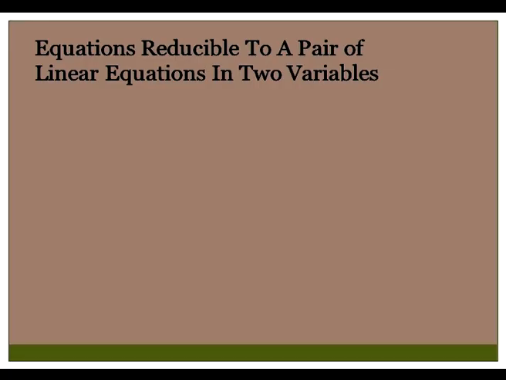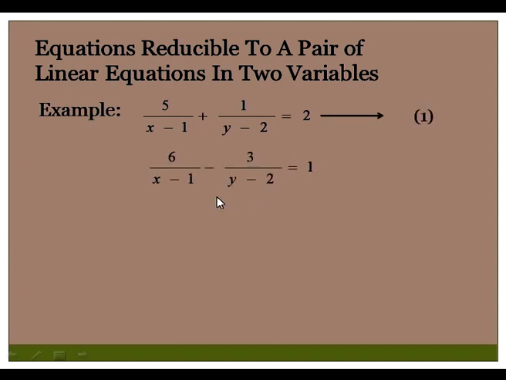Now let us learn how to reduce the given pair of equations to linear equations in two variables. For an example, we are given 5/(x-1) + 1/(y-2) = 2 as one equation, and 6/(x-1) - 3/(y-2) = 1 as another equation. These are the pair of equations given to us. Now how to solve them? What are we trying to do? We are trying to reduce the form given to us into a much simpler form.